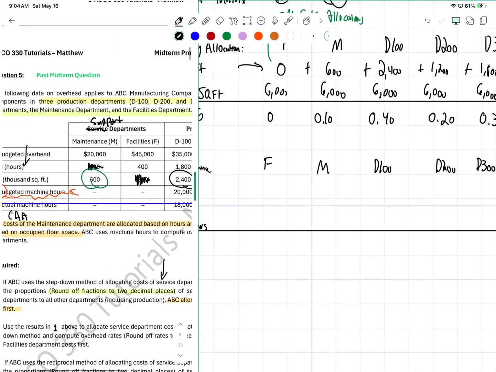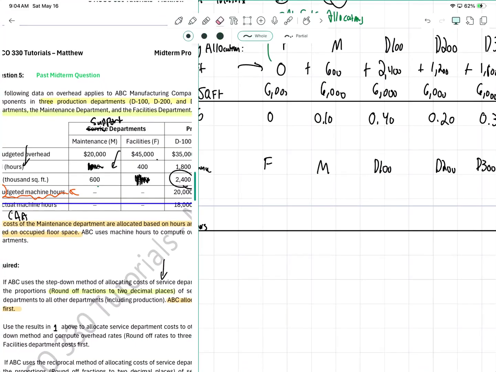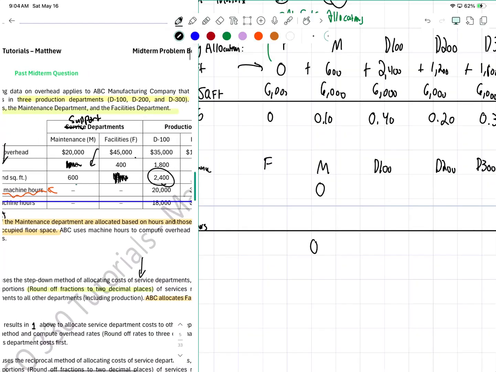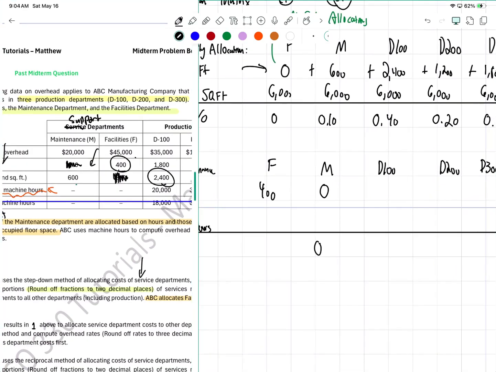Now, for maintenance here, maintenance allocates, so obviously no self-allocations, so we always start off with that. Maintenance is never going to allocate anything to themselves. So it's going to be 0% here, or 0. Then we see here that maintenance allocates 400 hours to facilities. So do I put 400 over here? The answer is no.